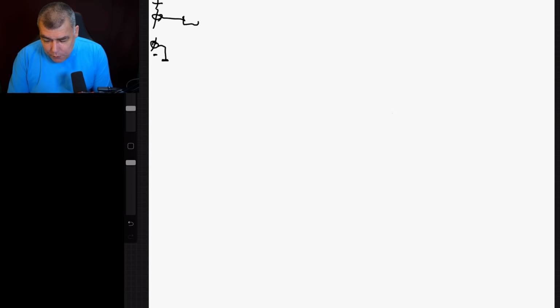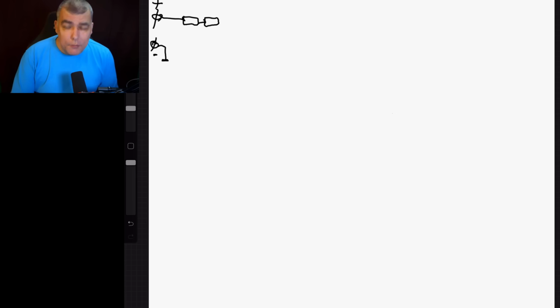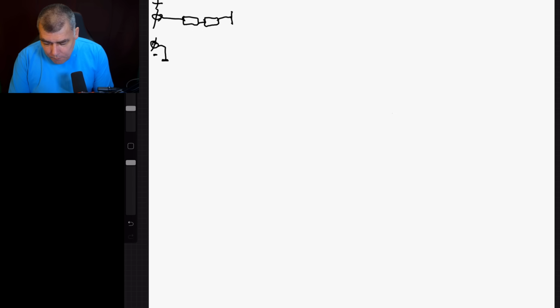So you can have a fuse. After that, you can have a carbon resistor, a non-inductive one. And after that, you have your first MOSFET, which usually, but not always, is an N-channel one. So that means you have four pins here.